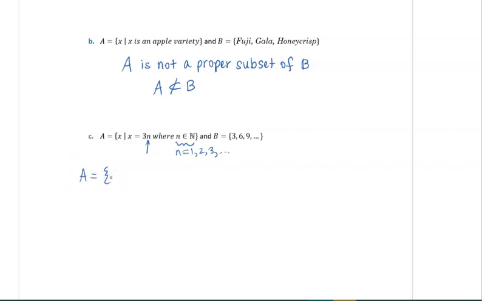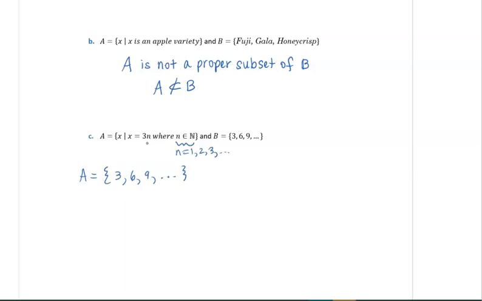So if n were 1, then we would have 3 times 1, which is 3. If n were 2, then we would have 3 times 2, which is 6. If n were 3, then we would have 3 times 3, which is 9. So on and so forth. So this is an infinite set. It has no ending element. So basically this is saying that n can be any natural number.